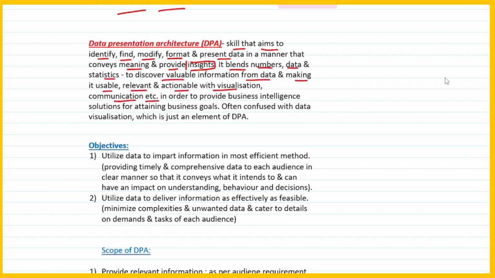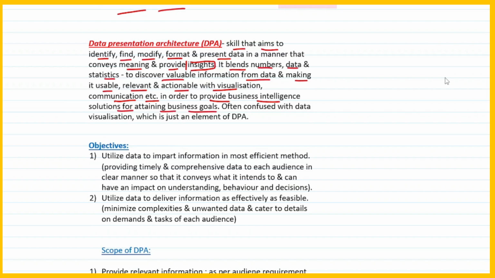Right? So how do you do it? It is blending, as in they bring everything together, that is the numbers, data and statistics, for what? To discover valuable information from data and make it usable, relevant and actionable with visualization, communication, etc. What is the purpose that it serves? In order to provide business intelligence solutions for attaining business goals. So this is, in summation, what data presentation architecture is.